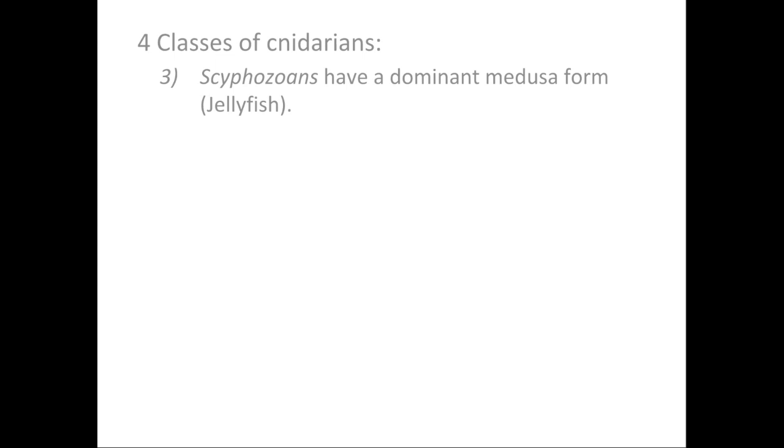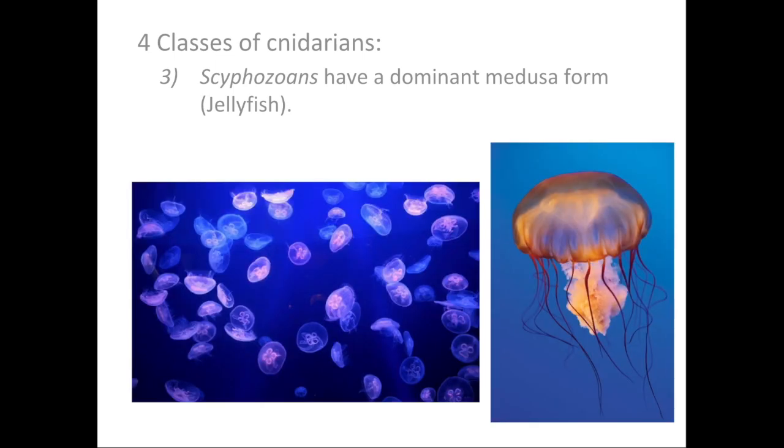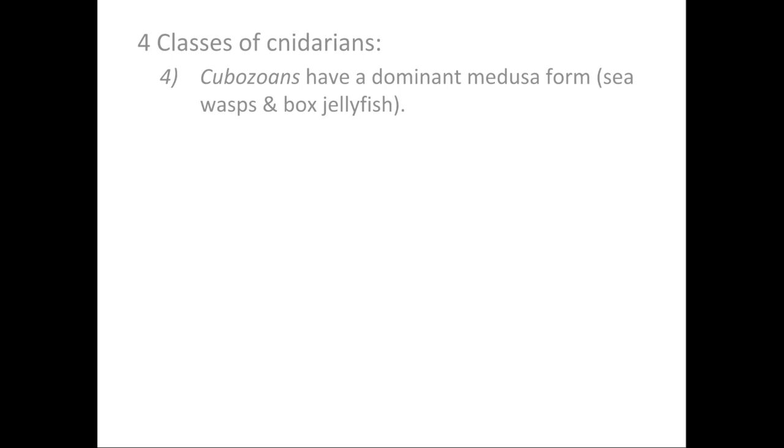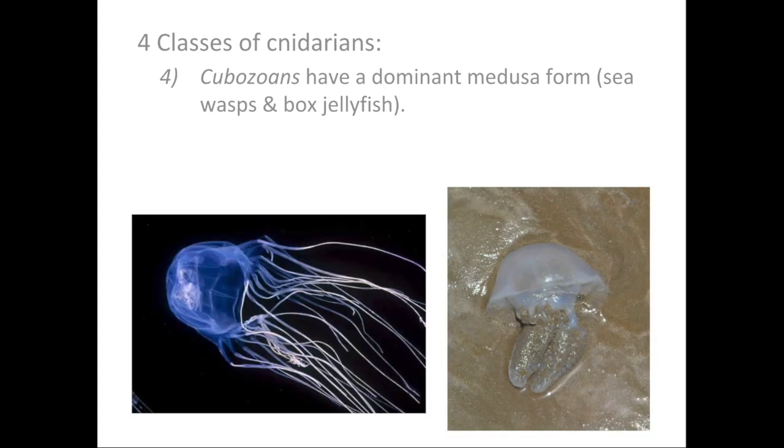The scyphozoans have a dominant medusa form. Our jellyfish would be what we usually think of when we think of scyphozoans. And the cubozoans, the last class that we'll look at here, are the sea wasps and the box jellyfish. Many of these are quite venomous. If you get stung by them, you could die within minutes.